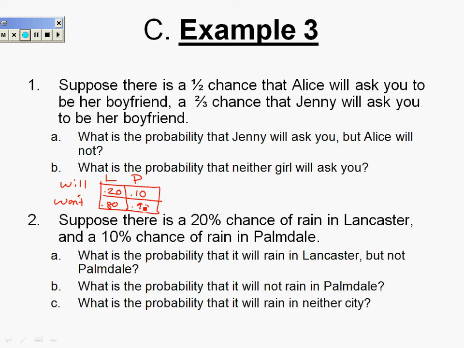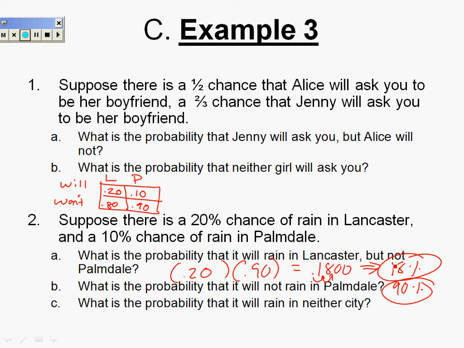So what's the probability that it will rain in Lancaster but not in Palmdale? So for Lancaster it's 0.20, but not in Palmdale is 0.90, for 0.1800. And if we change that to a percentage, what would it be? 18%. You just move the decimal over twice. All right. Part B. What is the probability that it will not rain in Palmdale? It's just 0.90, right? It's already in the table for us. There's no work to do.